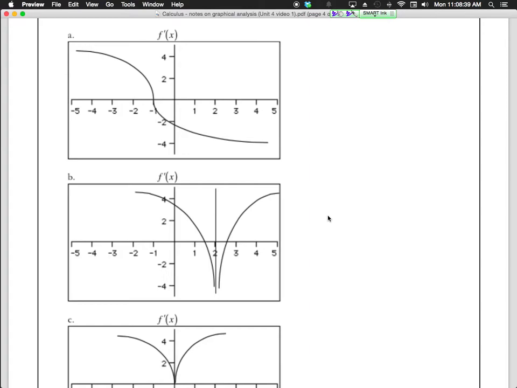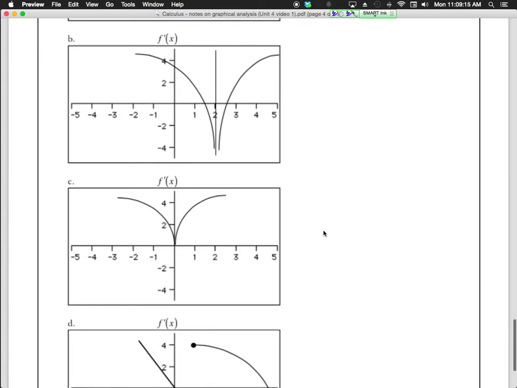Alright, then the last page. Janine, your turn. A. There's a critical point at x equals -1. And there is a relative max at x equals -1 because f prime of x changes from positive to negative. Very good.